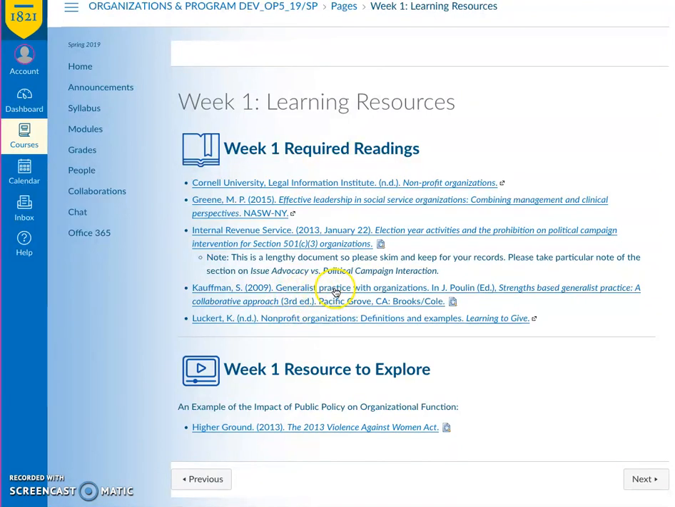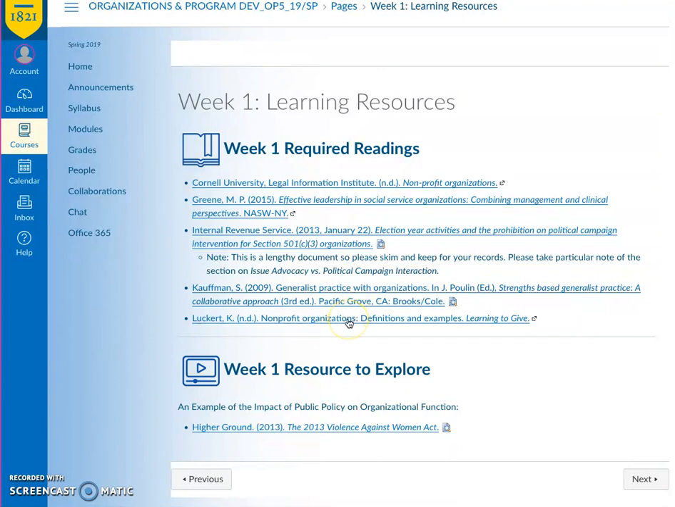As for the book chapter from Kaufman, this will be a great resource for you through the course of the semester. For this week, I would suggest specifically reading about the pre-engagement and the assessment phases. Especially reading about the assessment phase will help you prepare for the assignment on organizational assessment that is due next week, so in week 2. It'll be a good resource for you to have for week 2, and I recommend familiarizing yourself with these two sections of the chapter this week.